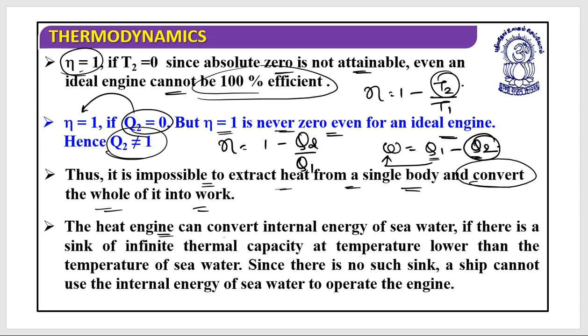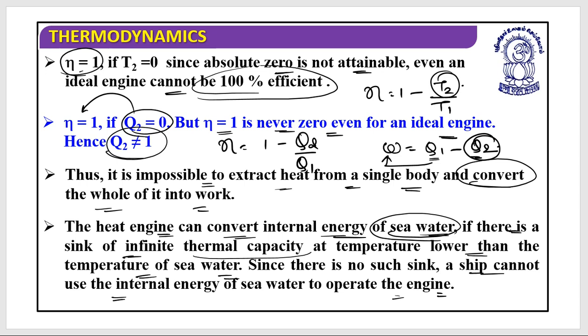A heat engine could convert the internal energy of seawater if there were a sink of infinite thermal capacity at a temperature lower than that of the seawater. Since there is no such sink, a ship cannot use the internal energy of seawater to operate the engine. I hope this is clear.